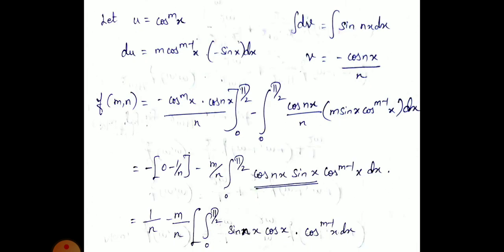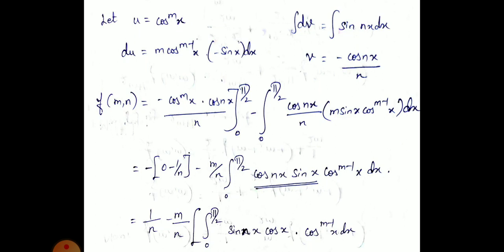Here, as per the reduction formula, we have to take uv minus the integral of v du. So let us take u equal to cos^m x, so du equals m cos^(m-1) x times minus sin x dx. Likewise, dv equals sin nx dx. After integrating, v equals minus cos nx by n. Now apply the uv minus integral of v du formula, with limits 0 to pi by 2, since in the question itself they have given the limits 0 to pi by 2.